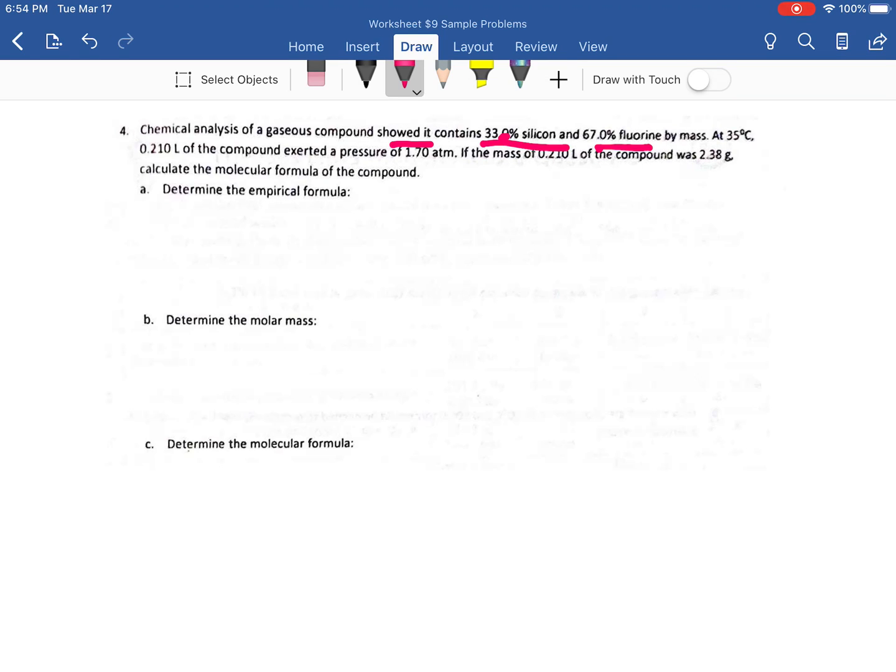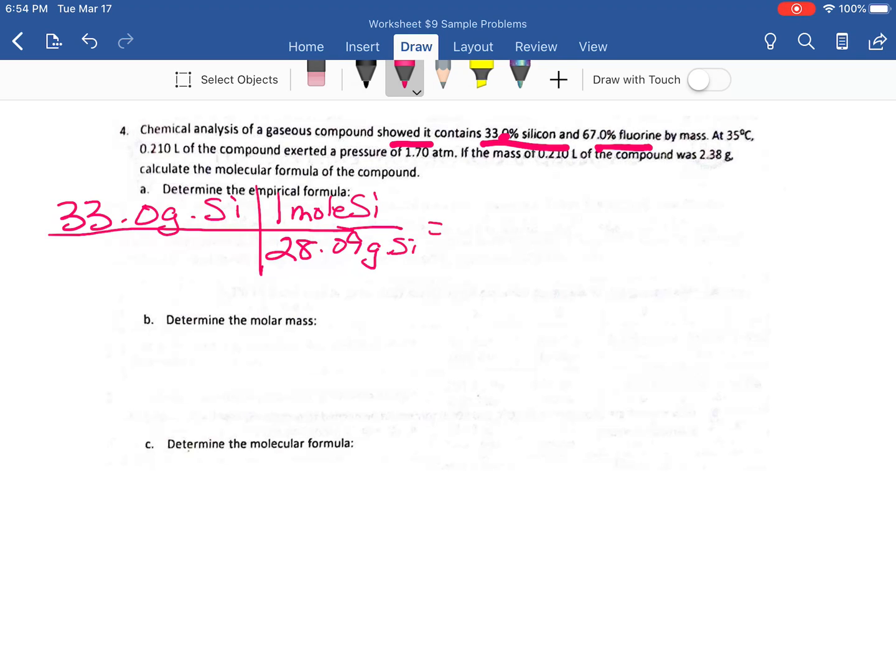We want to determine the empirical formula. Now, several units ago, you learned about empirical formula, and you were told if you got percentages, you turn those into grams. So we have 33% silicon. So I'm going to say 33.0 grams of silicon. I'm going to convert that to moles. So 1 mole of silicon is 28.09 grams of silicon. And so I have 1.17 moles of silicon.